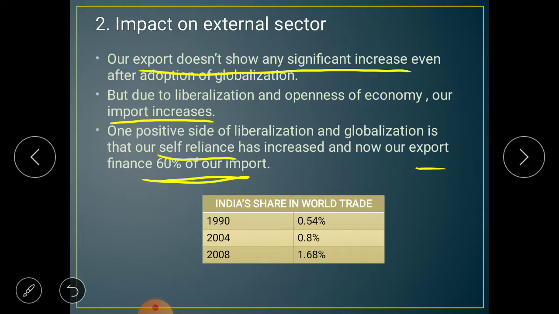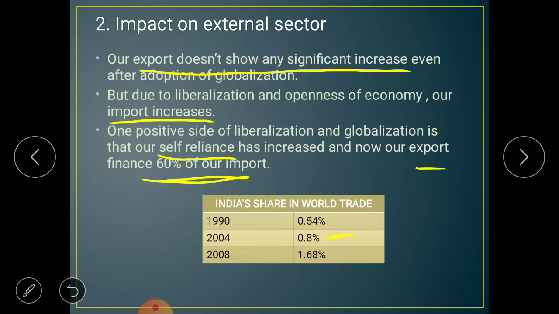Now, if we talk about India's share in world trade, what is the contribution of India in international trade? Then during 1990, it was 0.54%. It is such a shameful figure for India, that our contribution is merely a half percent in world trade. If we talk about USA, that country's contribution is around 25%, one fourth of the total world trade, and our contribution is just a half percent. In 2004, though the figure doubled, it is only 0.8%.